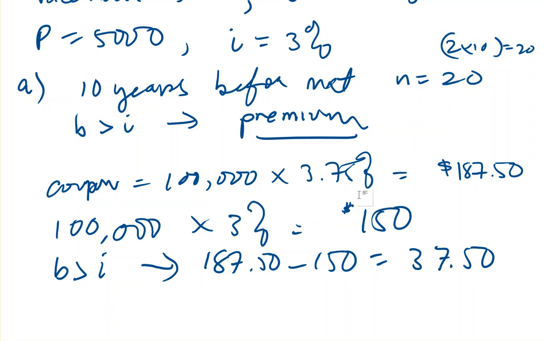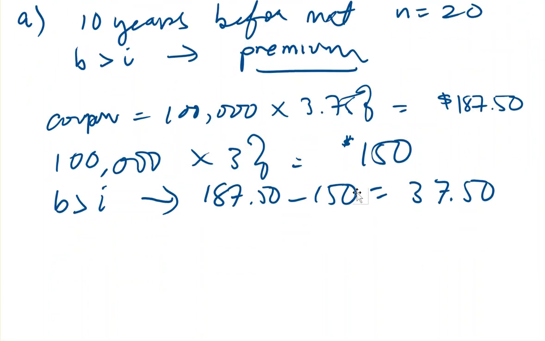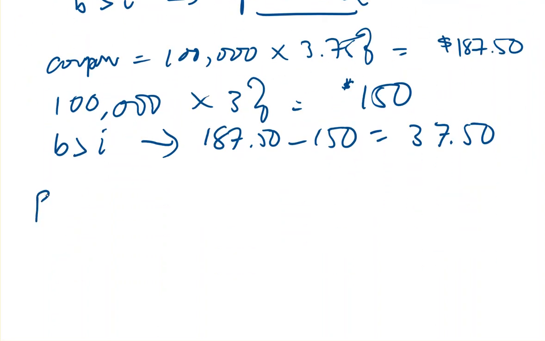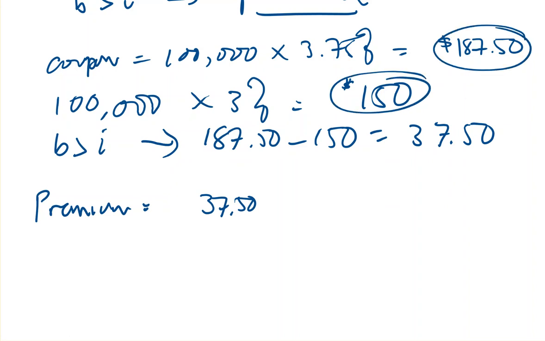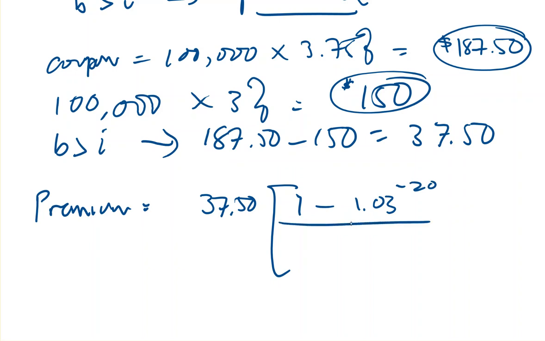the difference. So the next thing I need to do is calculate the premium, and that will be the present value of $37.50. That's the difference between 150 and 187.50 every 6 months, and I bring it back at 1.03 since the bond is worth 3%, and for 20 payments.